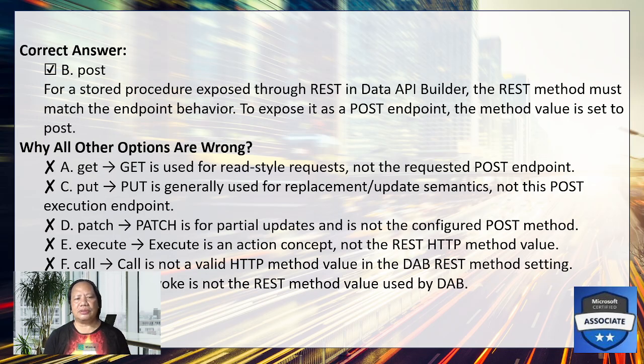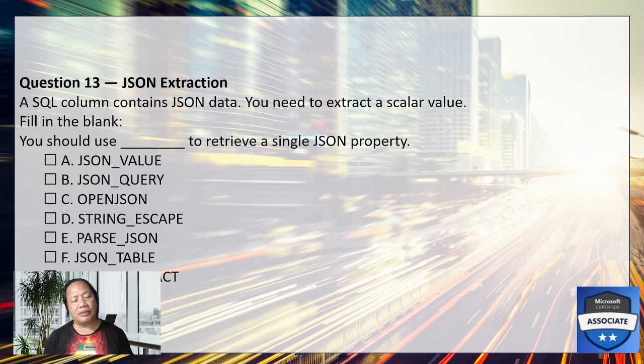For stored procedure exposure to REST in Data API Builder, the REST method must match the endpoint behavior. To expose it as a POST endpoint, the method value is set to post. Again, the several other options are all wrong: get, put, patch, execute, call, invoke. Execute is used to run a stored procedure, not to expose it as REST. So it's a bit of a confusion there, but the correct answer is post. This is not as difficult as the ones you're going to encounter in the exam, but this is going to help you a lot.